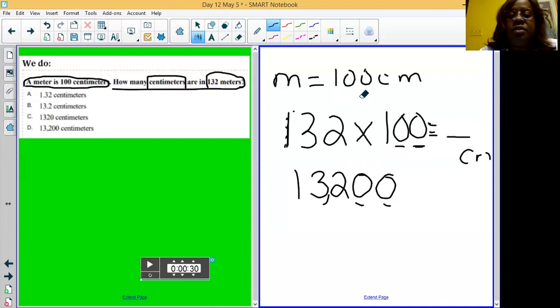All right, so my answer is 13,200 centimeters is what it should be. CM stands for centimeters. So I go over here and I find my answer. Okay, I'll give you a few minutes to get there.